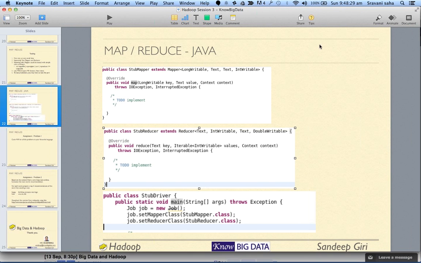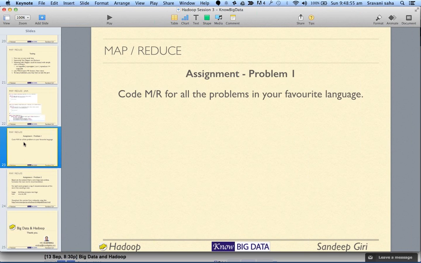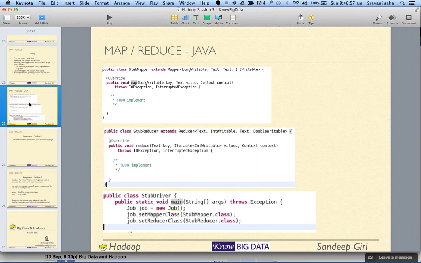Yes, we are inheriting from the base class. Stub mapper is basically extending the Mapper base class. Stub reducer is our class which is extending or inheriting from Reducer, and we stitch them together by creating a job and telling the job that this is your mapper class, this is your reducer class, and do the job. So this is what it is. I'll give you a demo of this using Eclipse in the next session, which is next weekend.